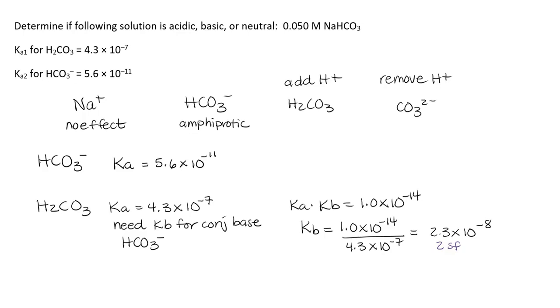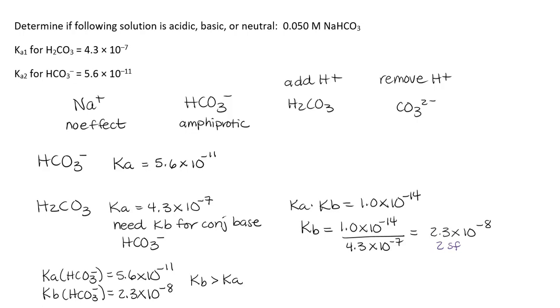So what I'm comparing is the Ka for bicarbonate to the Kb for bicarbonate. So the Ka for bicarbonate is 5.6 times 10 to the negative 11. The Kb for bicarbonate, we just calculated that, is 2.3 times 10 to the negative 8. The Kb is greater than the Ka, so this solution is basic.